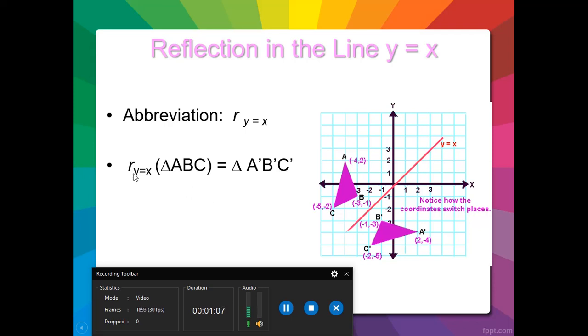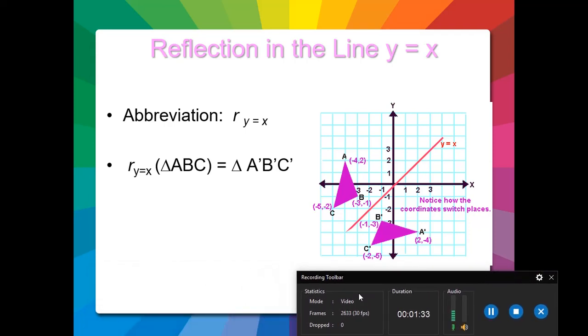We're going to reflect triangle ABC in the line y equals x to create triangle A prime, B prime, C prime. If you look at the location of B at -3, -1, and then its new location at B prime, -1, -3. Let's look at A, -4, 2, and A prime, 2, -4. It appears as though we're just switching the location of x and y.